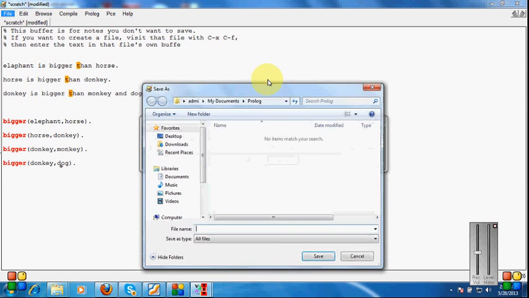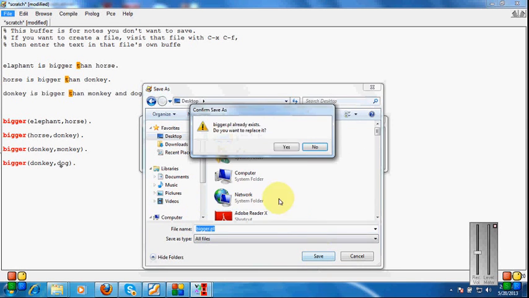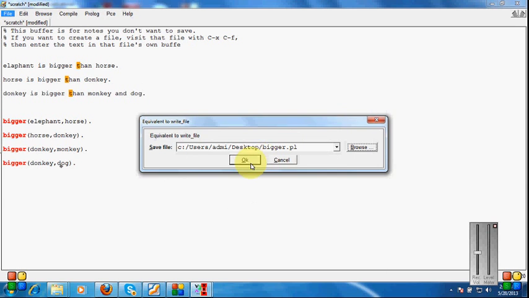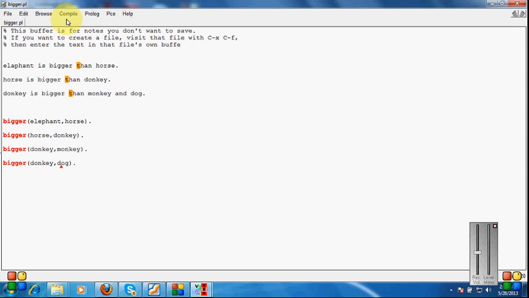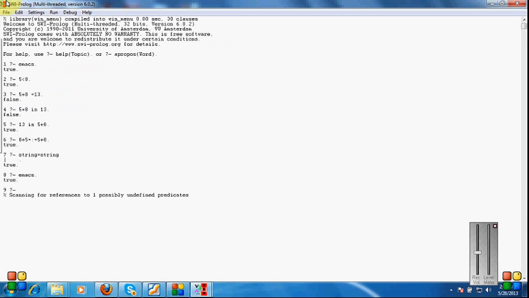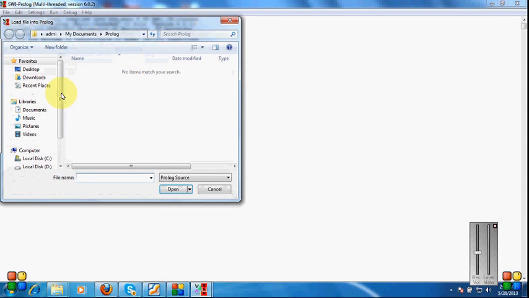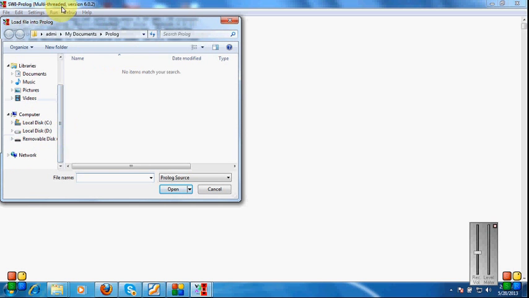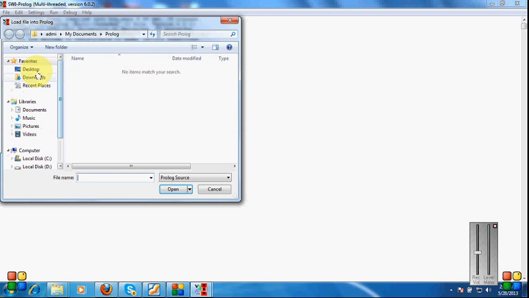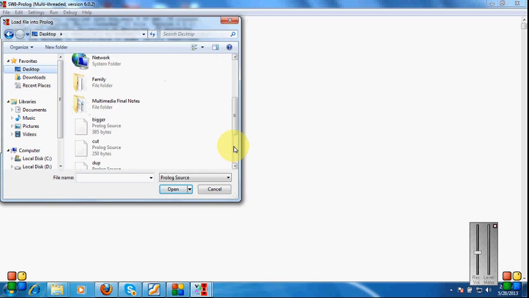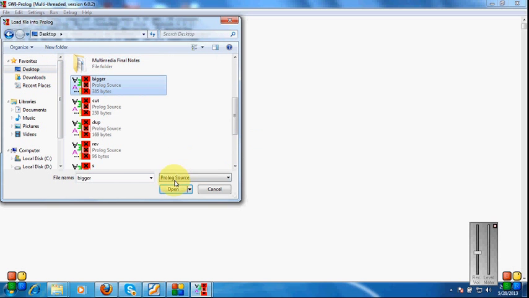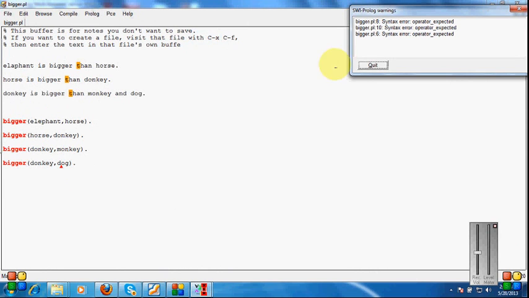Okay, I will go and I will put bigger.pl, I will save it on the desktop. I already have it existing, I have done this previously also. Otherwise, I can go here and just consult the file. Desktop, and this is my bigger. Just open, it's consulted.